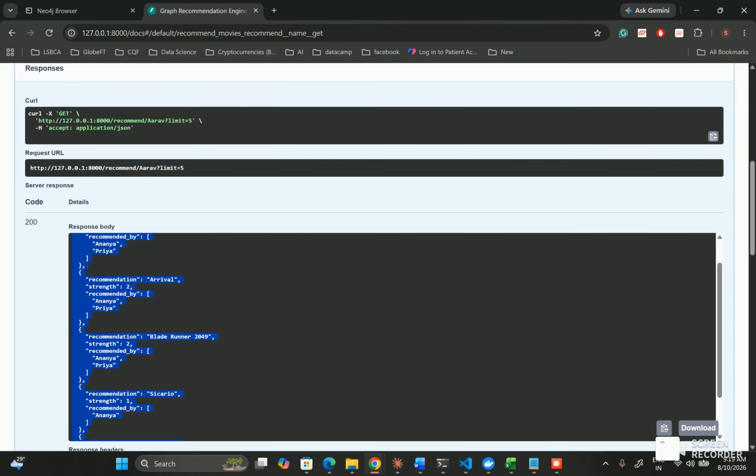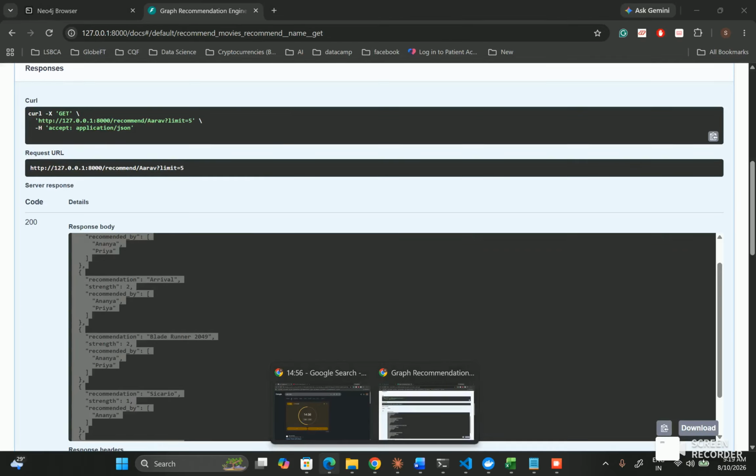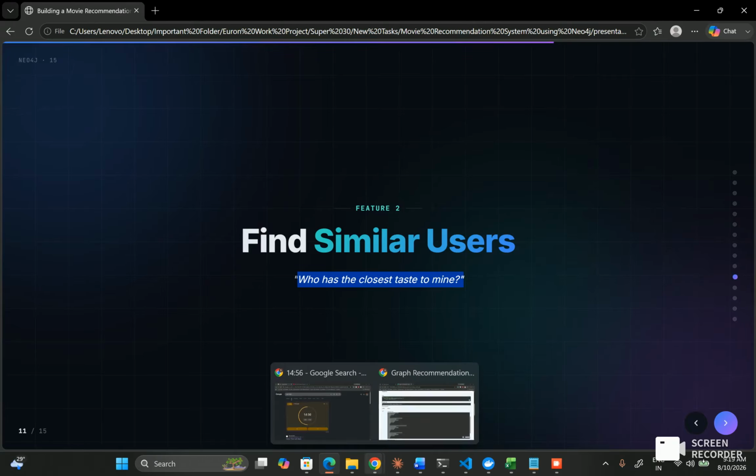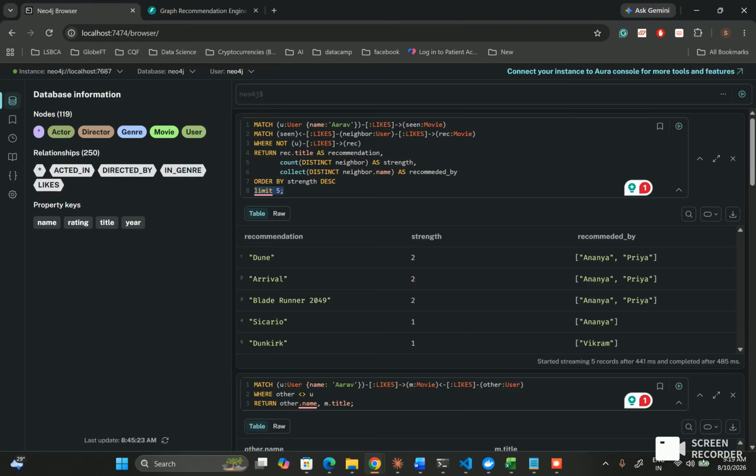Okay. Now let's go on to the next feature, that is feature 2, find similar users. Who has the closest taste to mine? So this one now asks a slightly different question than the last feature. Not what should Arav watch next, but out of everyone in this database, who has the closest taste to mine. Okay, let's go back to the browser again.